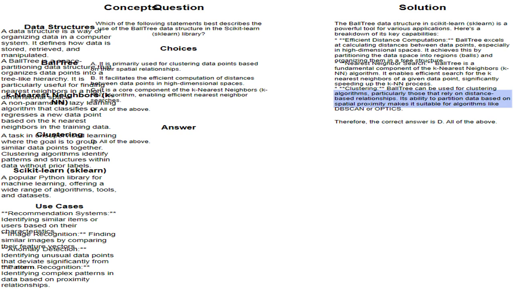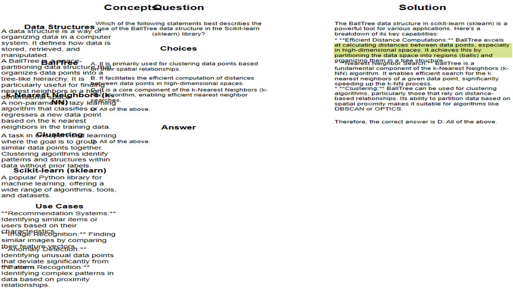DBSCAN or OPTICS. Correct. Ball tree excels at distance calculations in high-dimensional spaces. It partitions data into regions (balls) and organizes them in a tree structure, enabling faster distance computations. Efficient distance computations: ball tree excels at calculating distances between data points, especially in high-dimensional spaces. It achieves this by partitioning the data space into regions (balls) and organizing them in a tree structure.